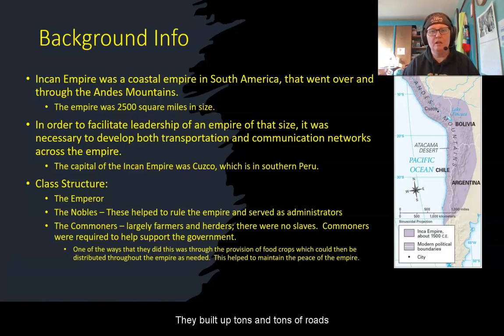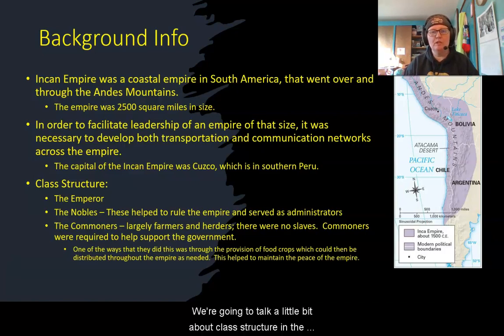They built up tons and tons of roads so that it was easy to transport goods and communicate with the empire. And they also built up basically a postal system, which is exactly what the Incans are doing in Peru, those two key things. Right? And the capital of the Incan Empire is Cusco, or was Cusco, I should say, which is in southern Peru. It's just north of modern day Bolivia, right?